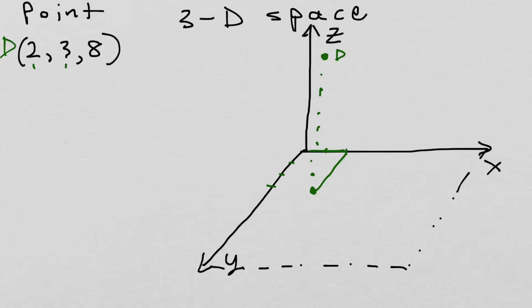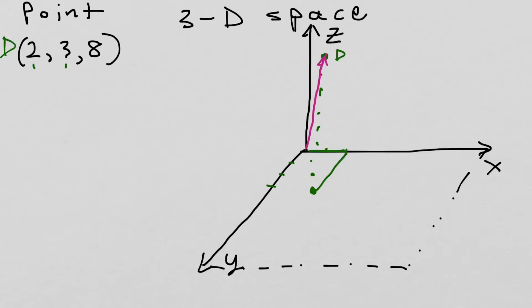Sometimes it helps to draw a vector from the origin to orient yourself in space. So I'm out there in space somewhere at that point D. All right, so that's how you would plot a point in 3D space.